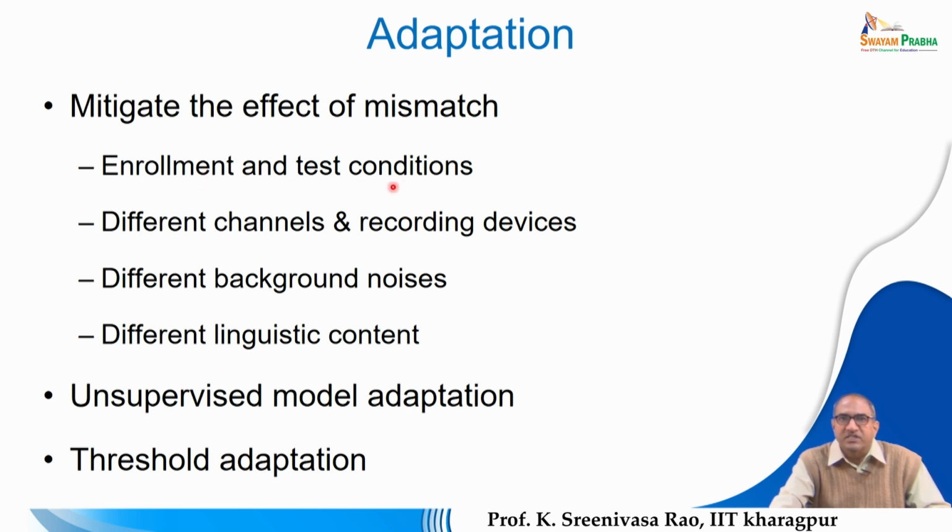So the enrollment and test conditions will vary. Therefore, proper adaptation is required, because there are different channels, different recording devices, different background noises, and different linguistic contents. In all these scenarios, proper speaker adaptation is required so that the speaker recognition system will be robust enough. And again, there are adaptations at the model level and threshold adaptation, where the thresholds can be varied depending upon the environment.